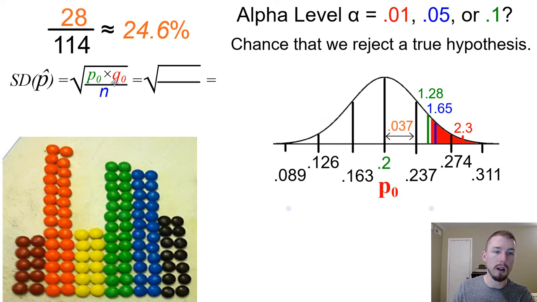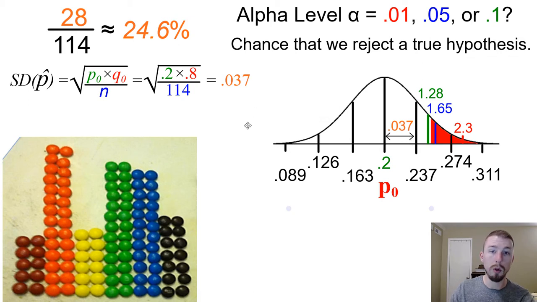So our p naught and our q naught, which is our hypothesized proportion, and q naught is going to be 0.2 times 0.8. Okay, so it's not using our sample proportion, it's using the actual assumption that the 20% is actually true. So then divide that by 114, take the square root, which will give us a sampling distribution model standard deviation of 3.7%.